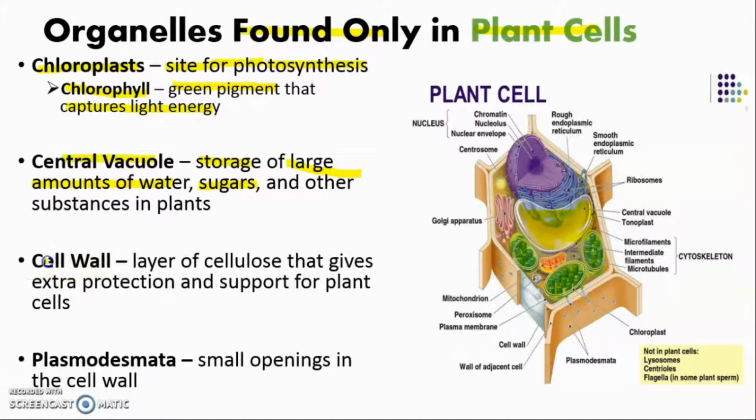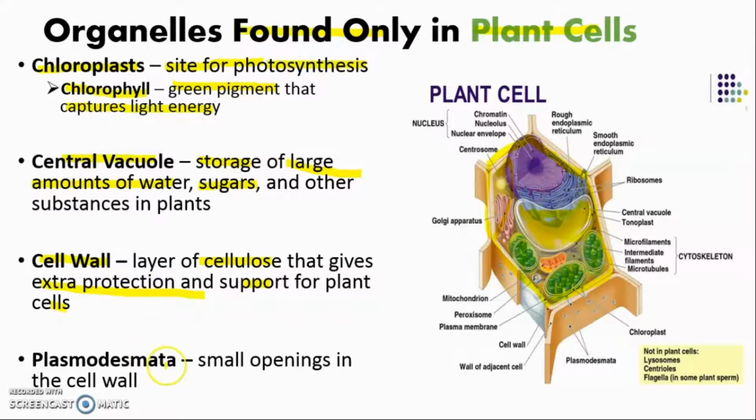Next is the cell wall. The cell wall is a layer of cellulose that gives extra protection and support for plant cells. As you can see in this diagram, this thick layer surrounds the plant cell. Aside from the plasma membrane which covers the plant cell, there is another layer that gives it extra protection and support, and it is the cell wall. But unlike the plasma membrane, the cell wall doesn't allow materials from the outside to go inside, and vice versa.